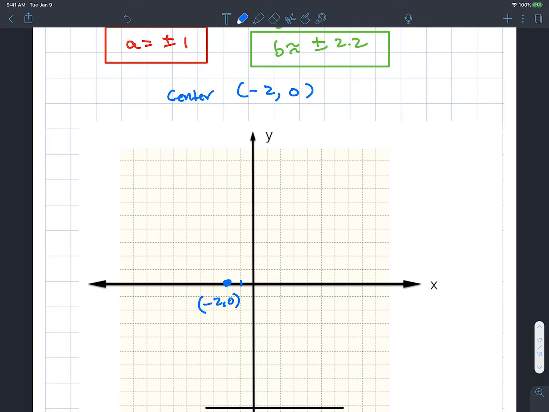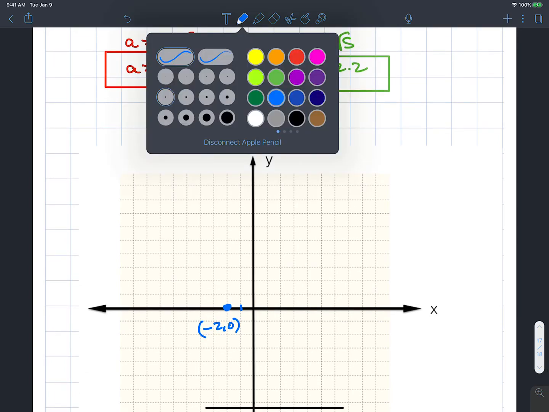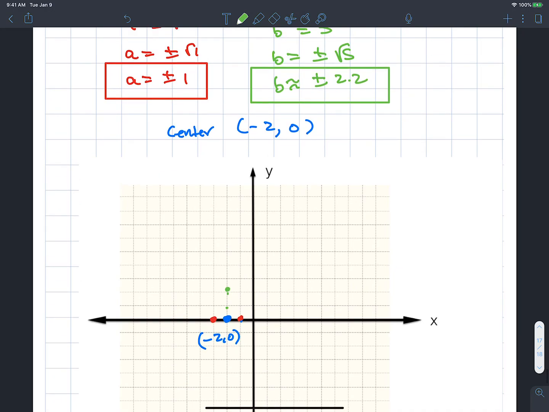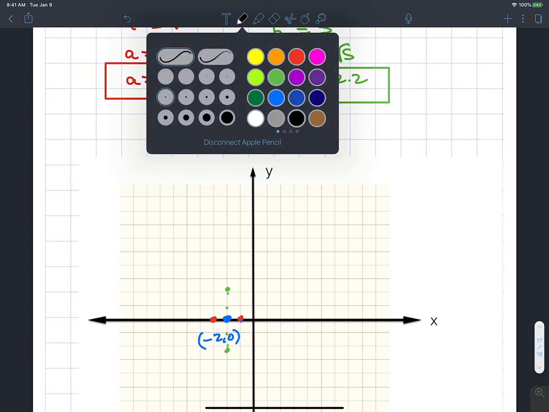Now look at the a value in red. a is plus or minus 1. So I'm going to go to the right one from the new center and to the left one. Oh, this is kind of interesting. And then for b, we're going up 1, 2, a little bit more, 2.2. Go down 1, 2, a little bit more, 2.2. And we now get to sketch this ellipse.